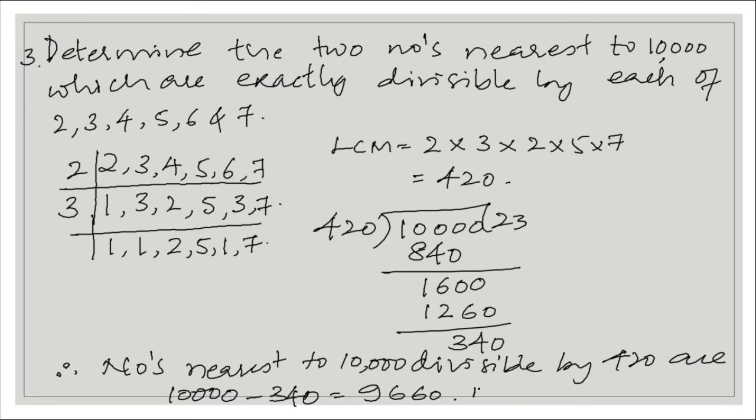To get the next number, I can add 420 to the number here. To this number, if 420 is added, we'll be getting 10080. So 10,080 and 9,660 will be the numbers nearest to 10,000 which are divisible by each one of 2, 3, 4, 5, 6 and 7.